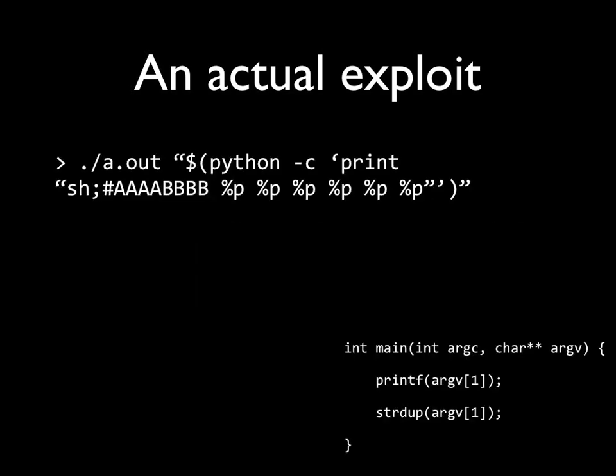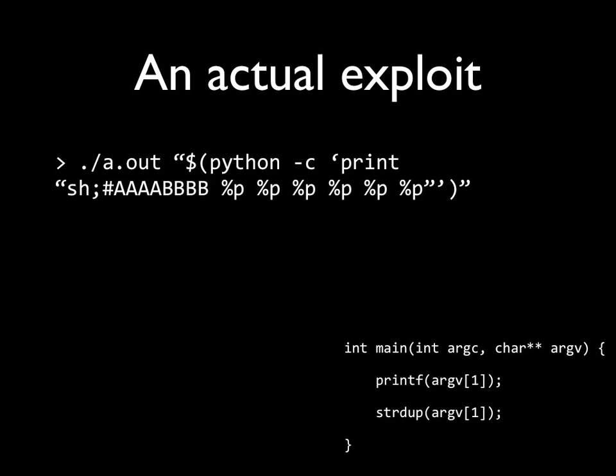So here I'm going to run the program, and I'm going to give it this Python thing as the argument. For reference, I'm doing this in Python so that I can get the escape characters to work cleanly. Anyways, I do the printf, and the first four bytes are sh semicolon hash, which in Bash looks like the command sh followed by a comment, so it'll ignore the entire rest of the line, which is great for us because we want it to execute sh, and we don't want it to attempt to execute the random garbage we're going to pass it. And then the AAAA and the BBBB are placeholders for addresses we're going to put later.